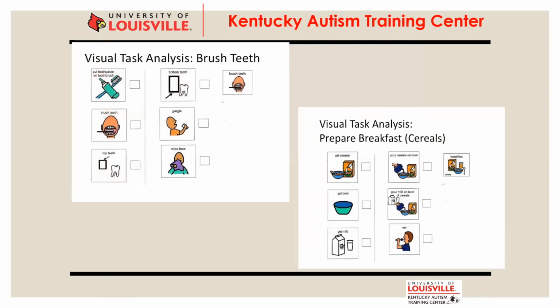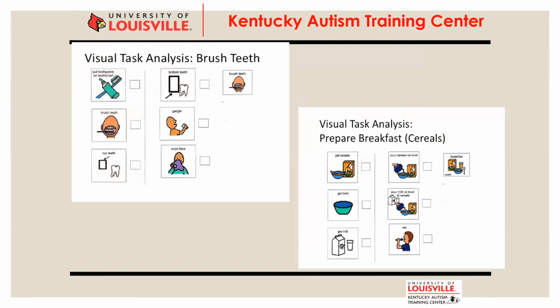There are loads of visual-based task analyses. So this is teeth brushing and making your own breakfast cereal. I will say that you might have to adjust these from person to person, right? This teeth brushing one does not have putting water on the toothbrush. For me, I would be like, oh, but I need to put water on my toothbrush, right? But for your student, this might be just right.